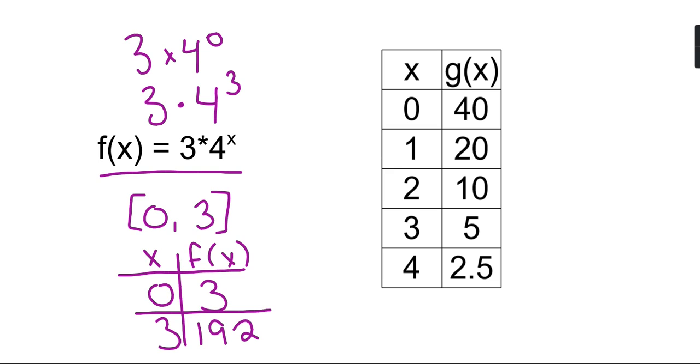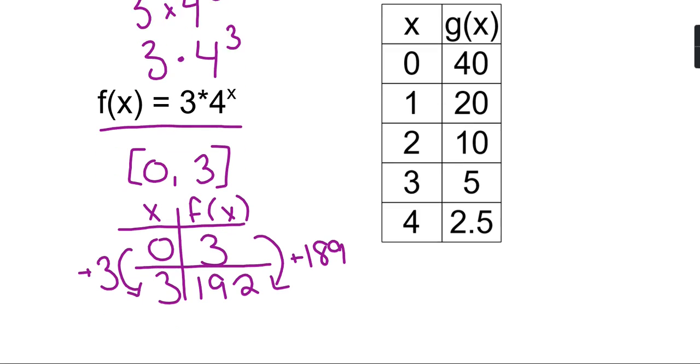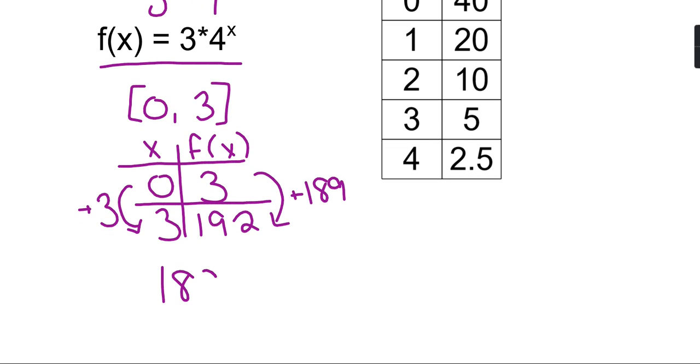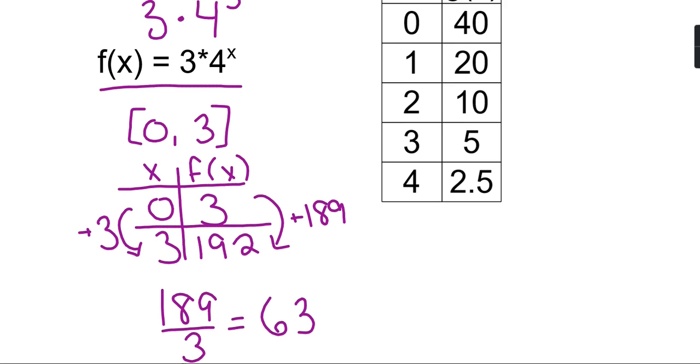Okay? So if it's increasing from 3 to 192, then it went up 189. Okay? And that was over an interval on my x-axis of 3. So if I'm looking for average rate of change, I'm not looking at the factor, what I'm multiplying, anymore. I'm looking at how much I added. Okay, how much did it go up in that portion of the graph? It went up 189 over an interval of 3. And if you divide 189 divided by 3, I believe it's 63. So that would be the average rate of change, okay?